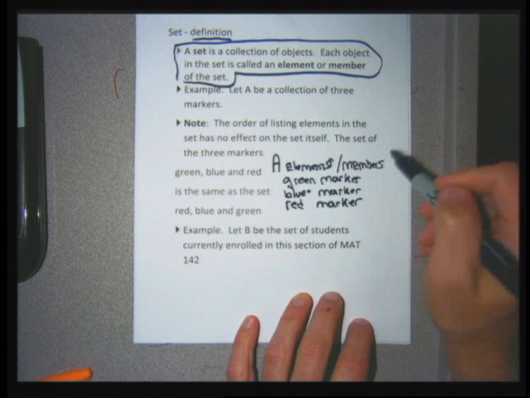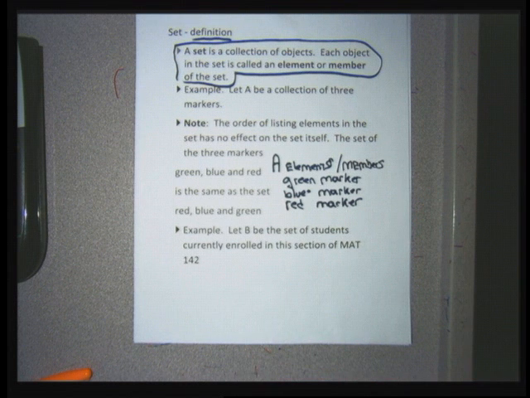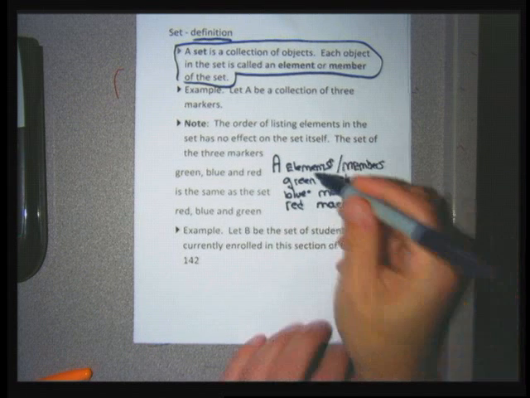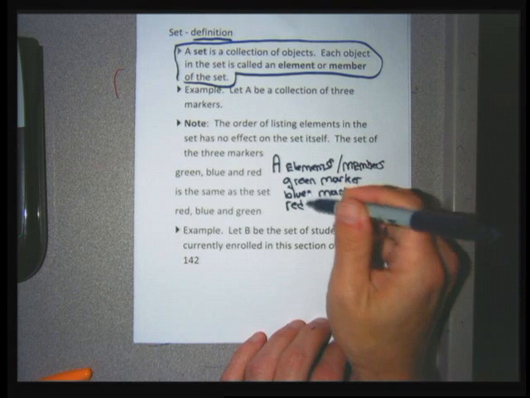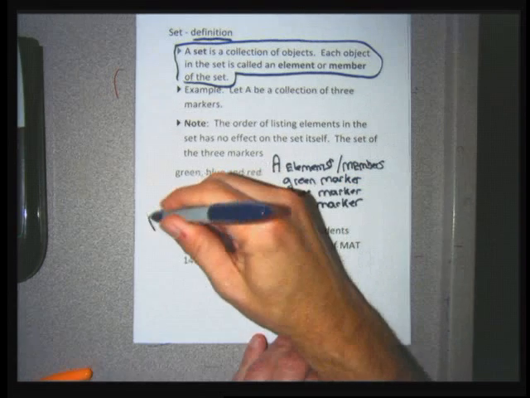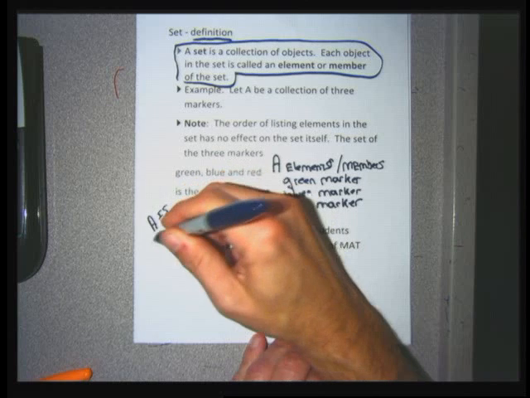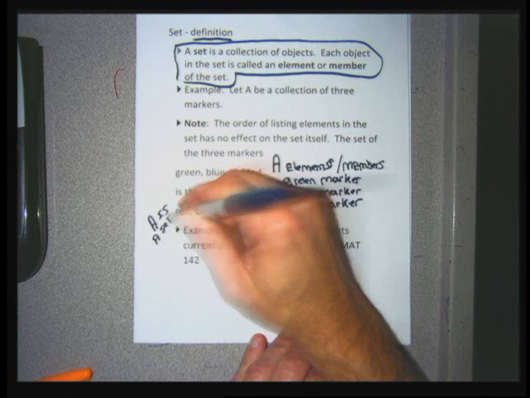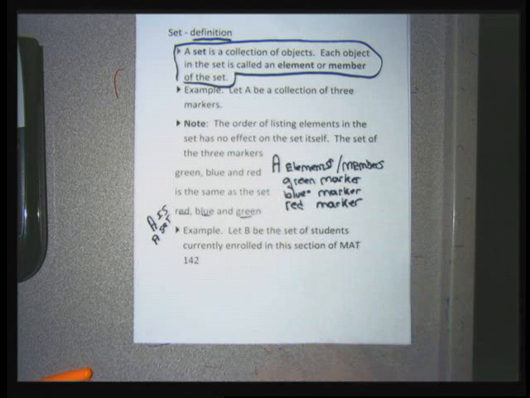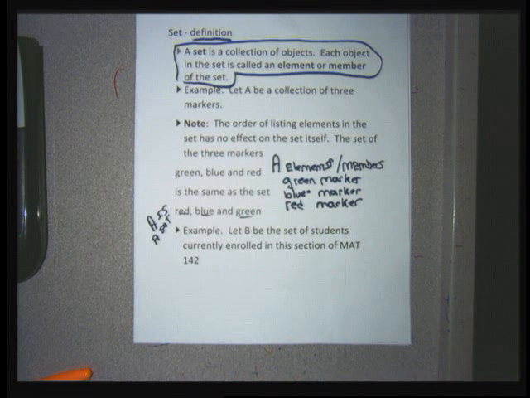the order that I speak the elements or I write the elements is not relevant. It doesn't make it a different set. So saying A is the set that has a green marker, a blue marker, and a red marker is no different than saying A is a set that has a red marker, a blue marker, and a green marker. Just because I spoke the words in a different order, that doesn't make it a different set. So when I list the elements or speak the elements or members of a set, the order that I write them in isn't relevant. It's just the members themselves.